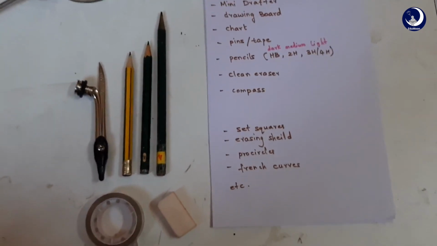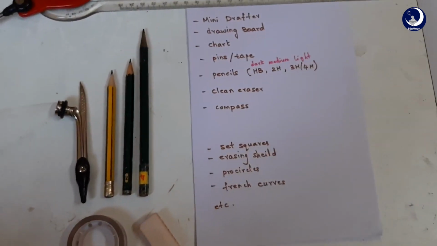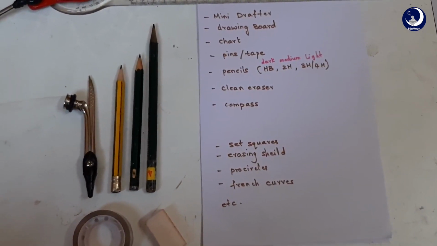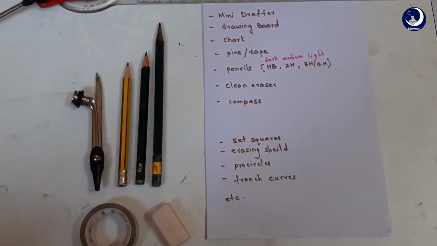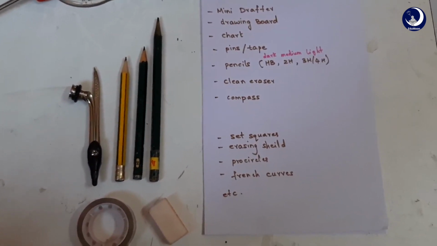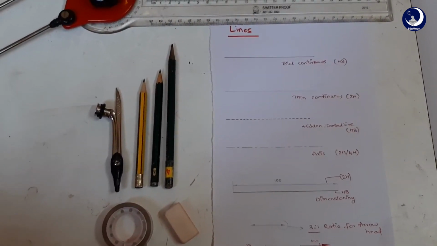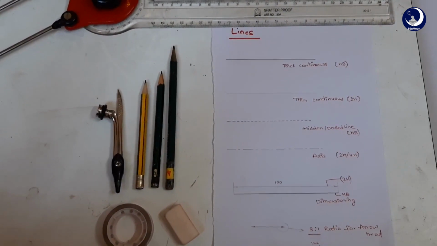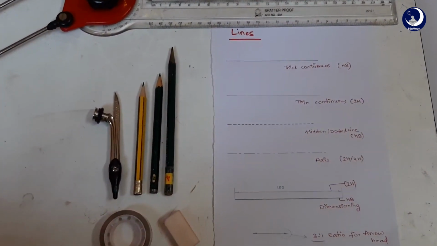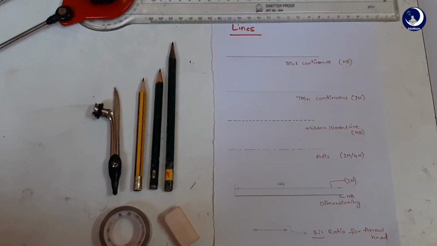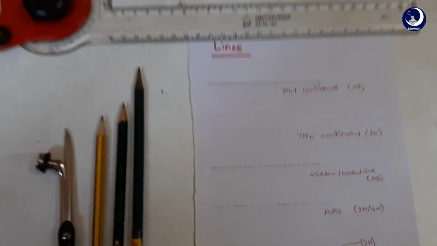You'll also be needing a clean eraser and a compass. To make your drawings even more precise and clean, you can use set squares, erasing shields, pro circles and French curves, etc. How the drafter is used and fitted, I will explain in later videos where we'll actually be using the drafter. For now, let us look into the first topic of Unit 1. That is lines, different type of basic lines.